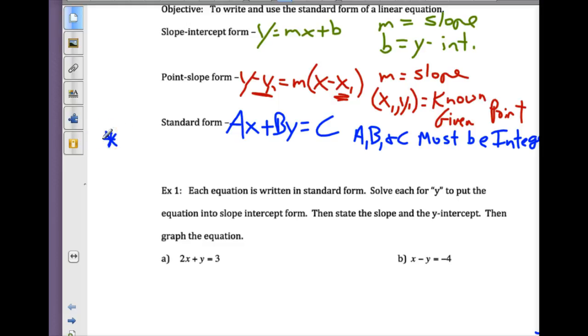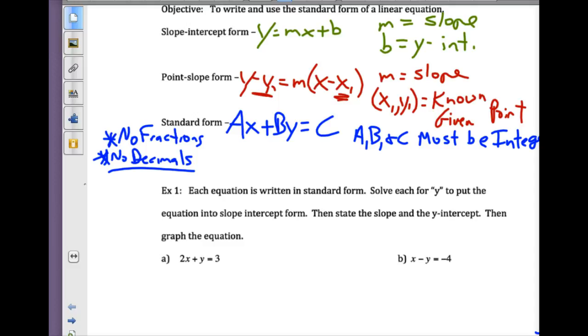Right, guys. Instead of thinking what they have to be, integers, think of what they cannot be. No fractions, no decimals. And tomorrow we'll get into what happens if A, B, or C is a fraction or a decimal. We'll clear our fractions. We're going to do that tomorrow. Today will be easier stuff. You guys will like this stuff we do today. You'll get good at it.